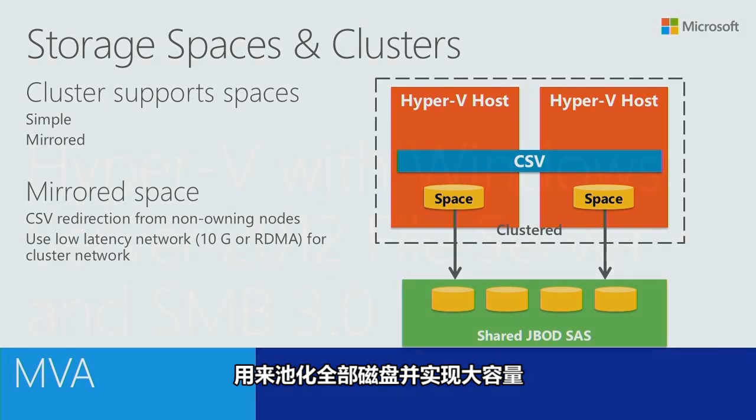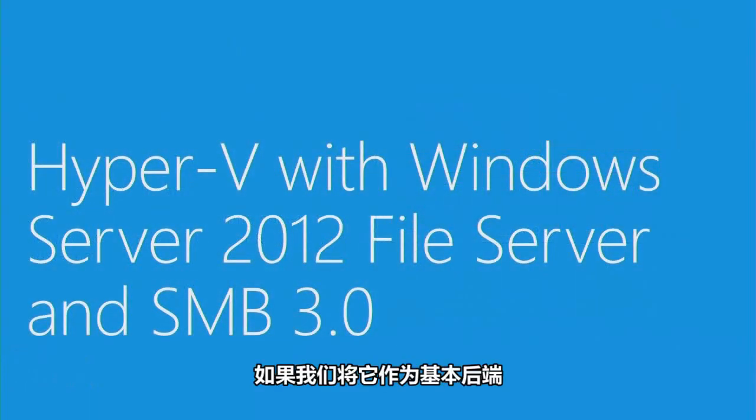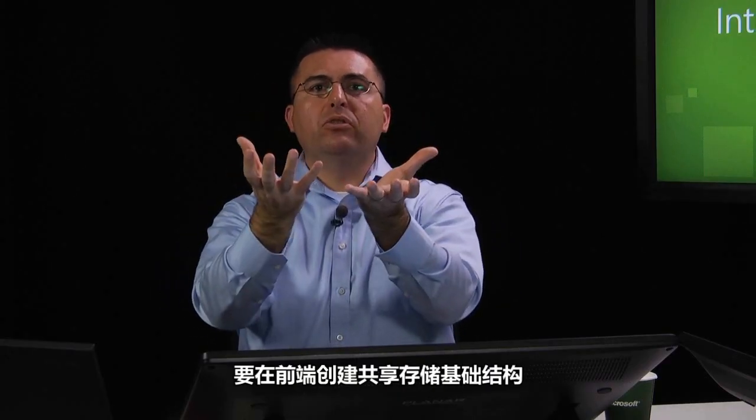So think about this as providing the underlying storage virtualization for pooling and amassing all of the disks. Now, if we take that as the base backend, what do I need to do to make the front end to create a shared storage infrastructure? That's where the Server 2012 file server comes in.